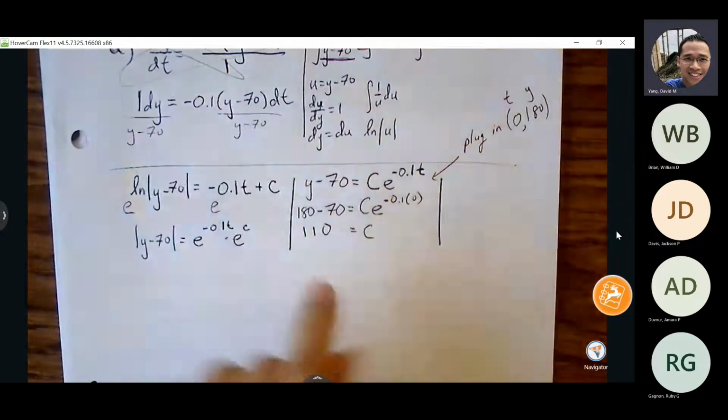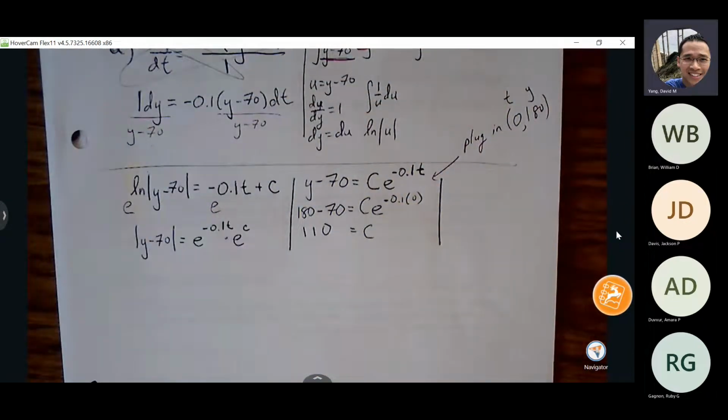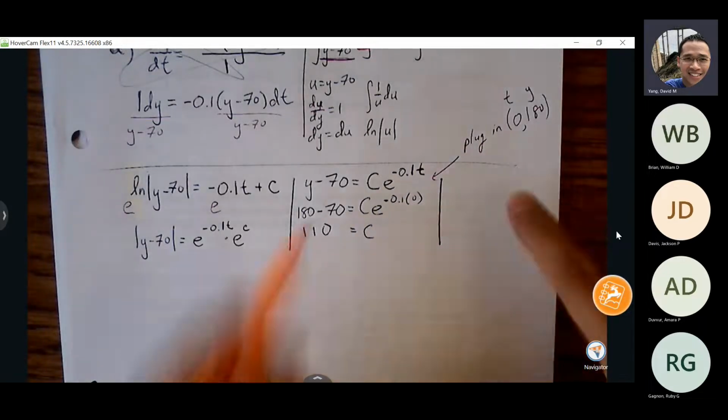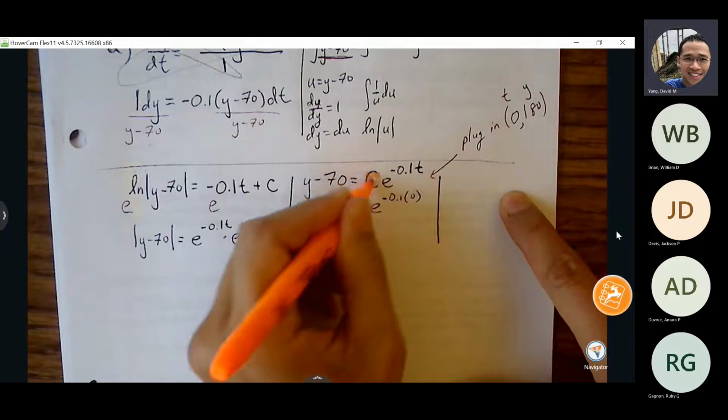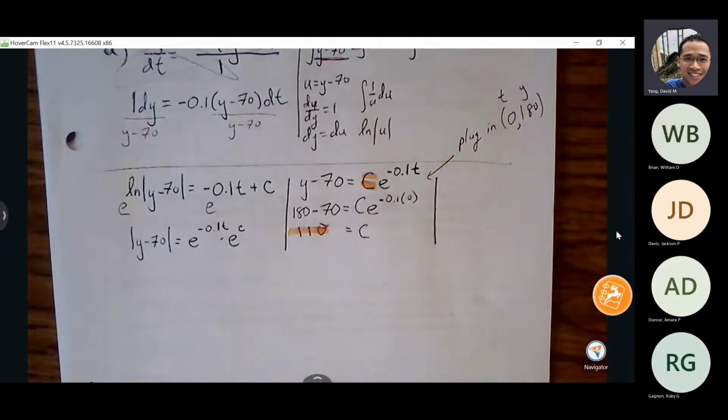Once I have my c value, I can go back and make that substitution. And then I can finally solve for y.